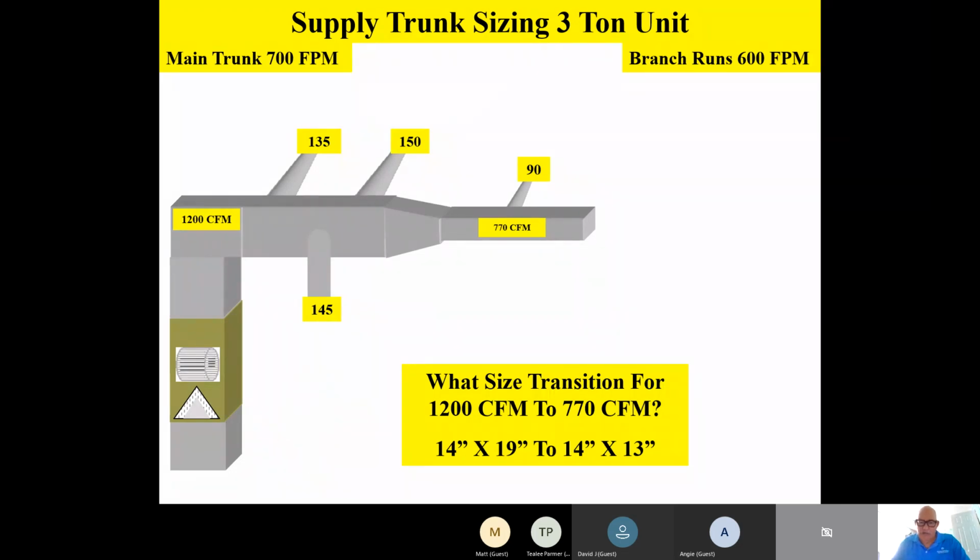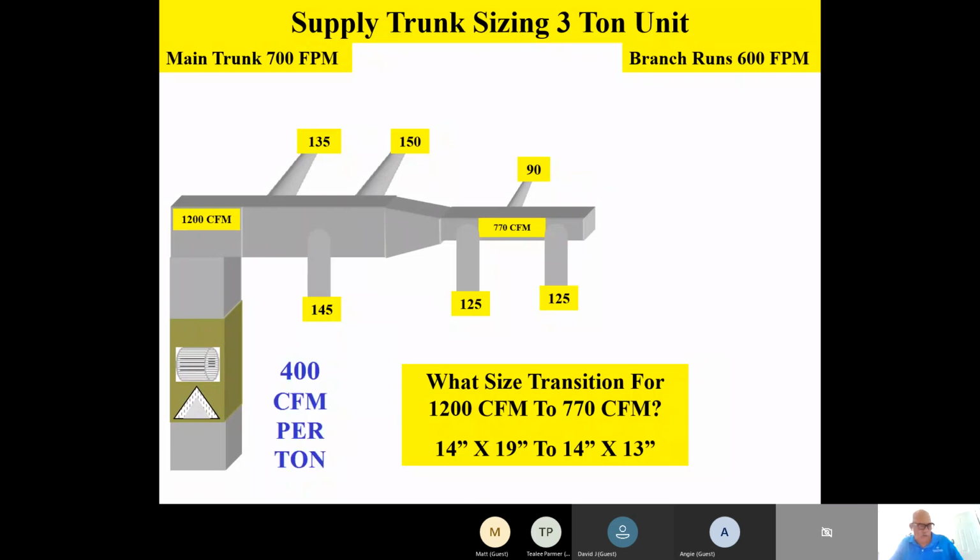Okay. The next 2 runs that we have on this duct are the same size, and they're 125 CFM. So referring to your air duct calculator, take 125 CFM at 600 feet a minute velocity. And we see we need, again, a 6-inch duct. So we'll have 6-inch takeoffs for those 2 125 CFM spaces.